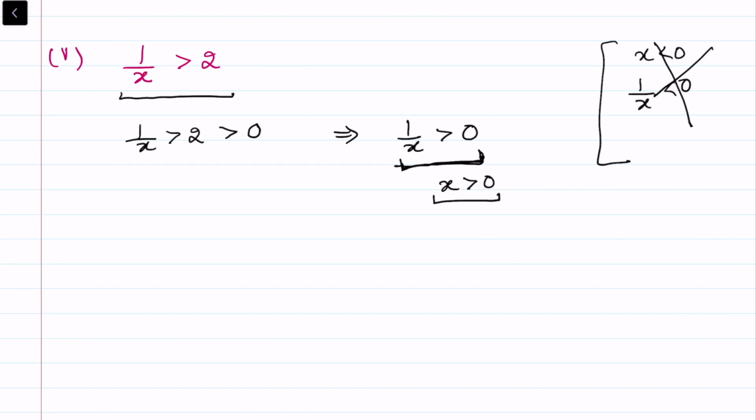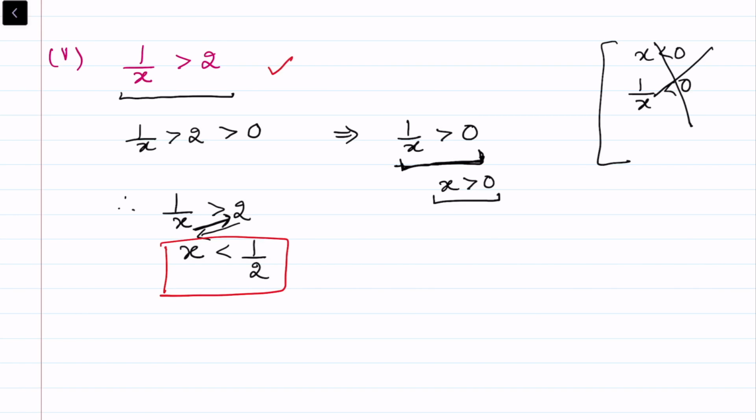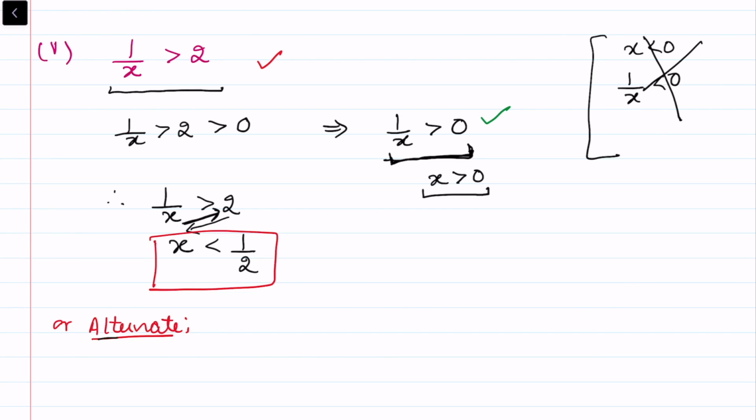When x is greater than 0, we can simply say 1 by x is greater than 2. And I can simply cross multiply, or you can take this x upward and bring this 2 downward. So we can simply say x is less than 1 by 2 because x is positive. So this is the answer for the given inequality. It will simply reverse. Alternatively, we can say that 1 by x is greater than 2.